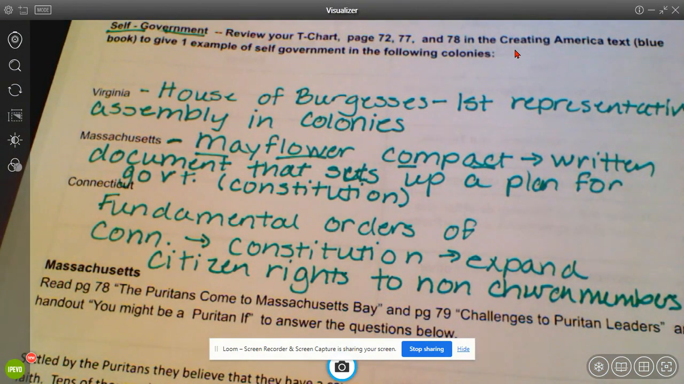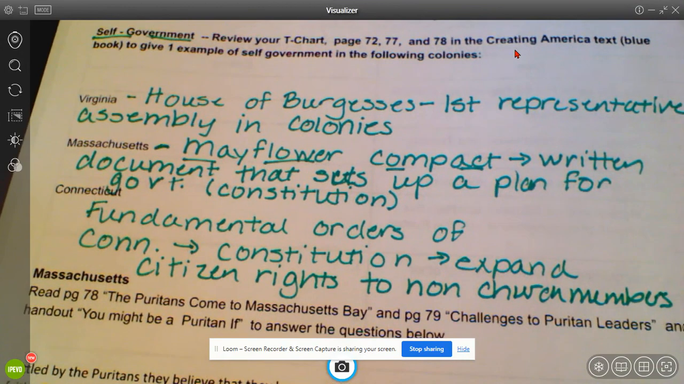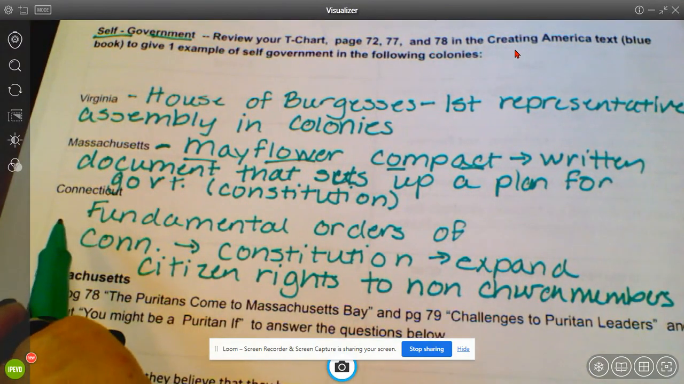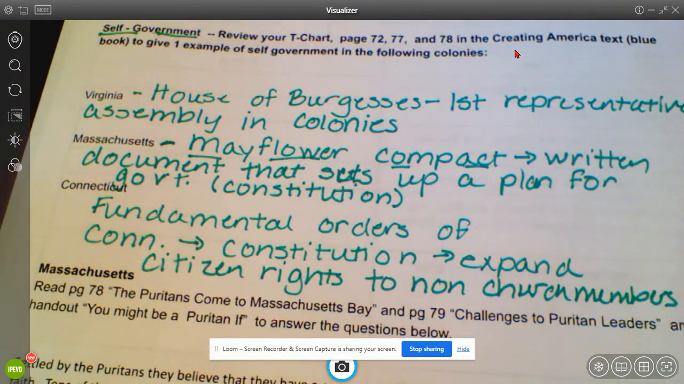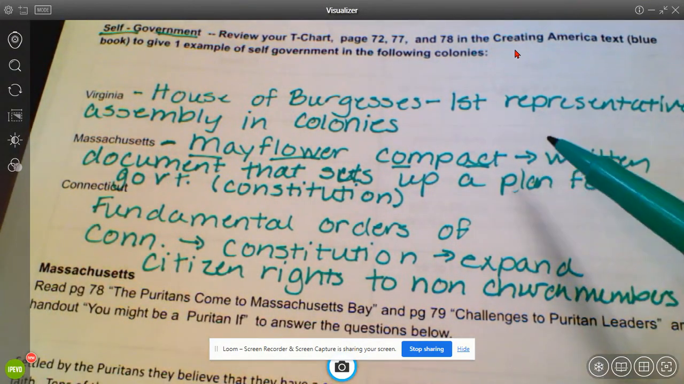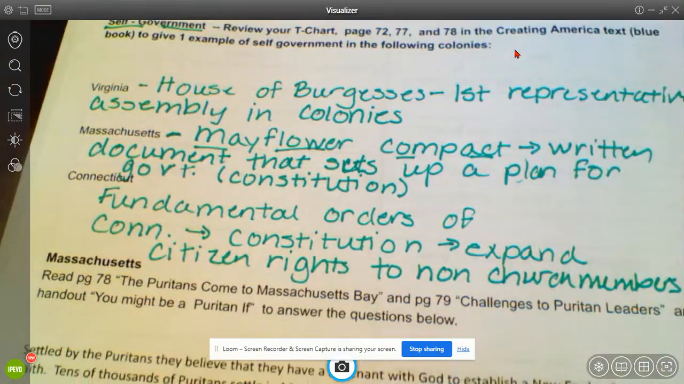The Mayflower Compact said that you would have a vote, but that vote was going to happen only by members of the church, male church members. The Fundamental Orders of Connecticut, when Thomas Hooker leaves Massachusetts, he establishes Connecticut, and he says, well, I don't think we should have just church members. I think it should be open to everyone.